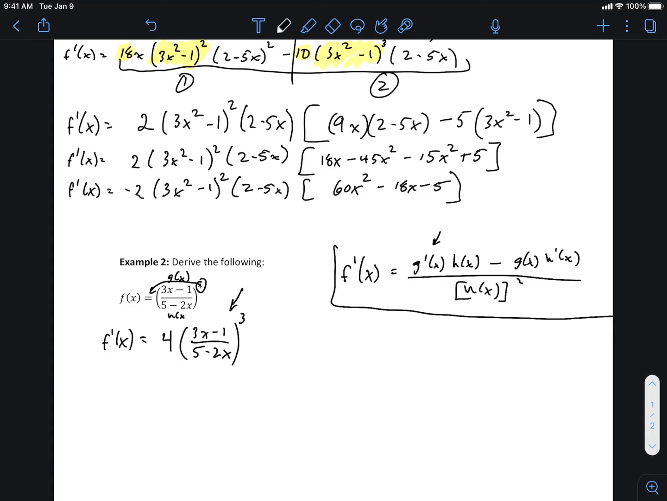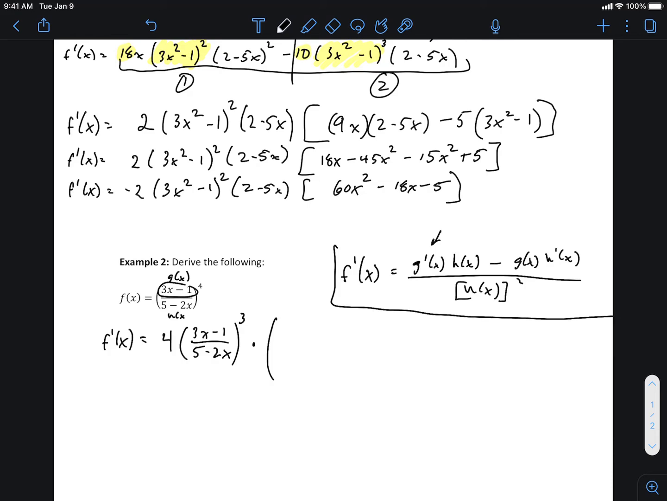Now, the second part of chain rule tells me to derive the inside, right? But the inside is a quotient. So I'm going to have to follow my quotient rule in order to derive the inside. So let's do that. Here, let me just erase this so you can see. It tells me I got to derive g prime of x and multiply that against the original h of x function. So let's do that.